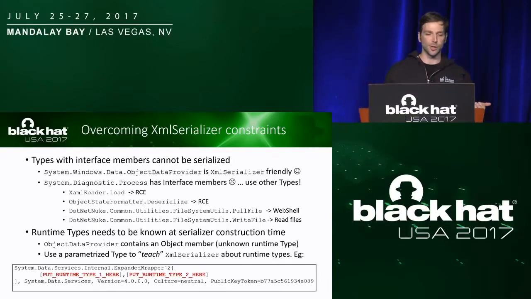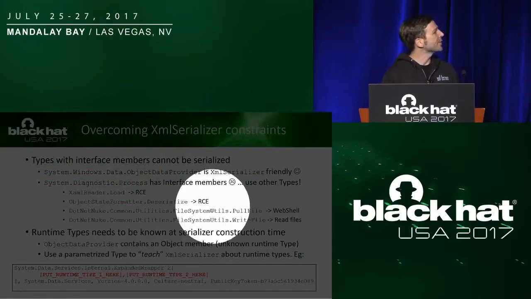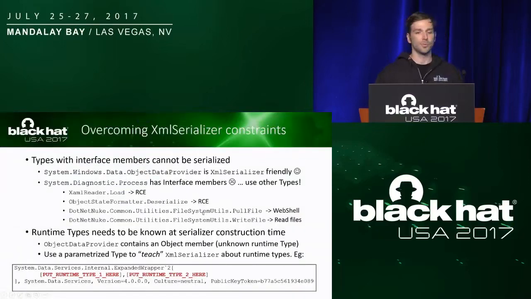However, this was easily solved because we can use our XamlReader.Load gadget or the ObjectStateFormatter.Deserialize in order to get remote code execution. Or even better, you can actually search the target application classpath for interesting gadgets. And the guys at DotNetNuke were kind enough to provide us with this FileSystemUtils class that contains methods that are very convenient to deploy web shells or to read files and put the data into the HTTP response. So that problem was solved, no problems so far.